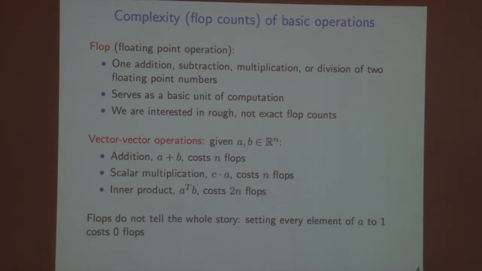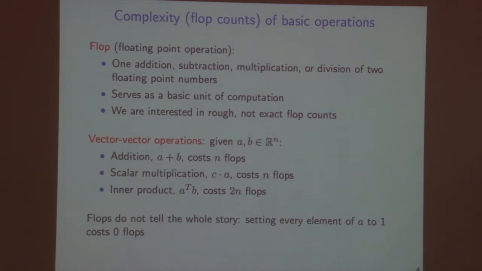So I'm doing n additions, that's it. Scalar multiplication, a scalar times a vector, also costs n flops. I'm just doing n multiplications. An inner product between two vectors takes on the order of n flops, but it's closer to 2n, right? Because I have to multiply every component of A by every component of B, so n multiplications, and then add them all up, which is actually n minus 1 additions, but we'll just count it as n. So we're going to say it's 2n flops.